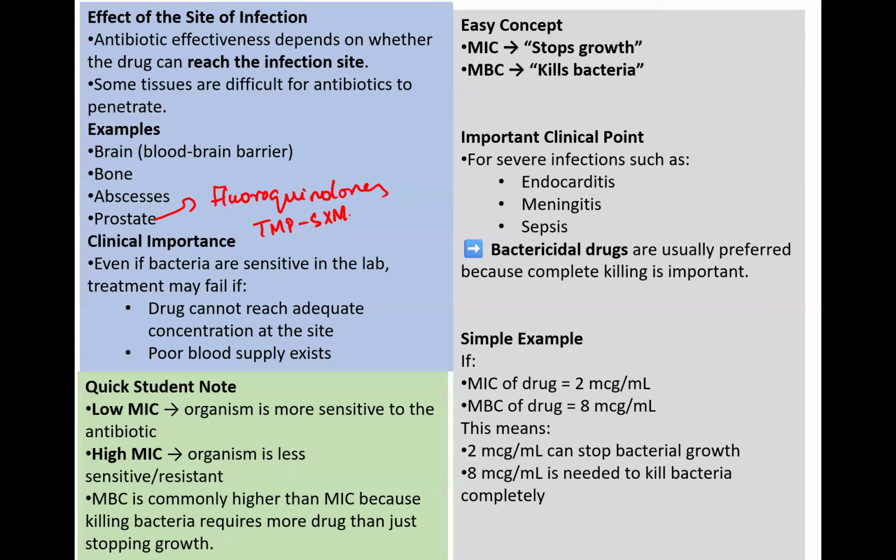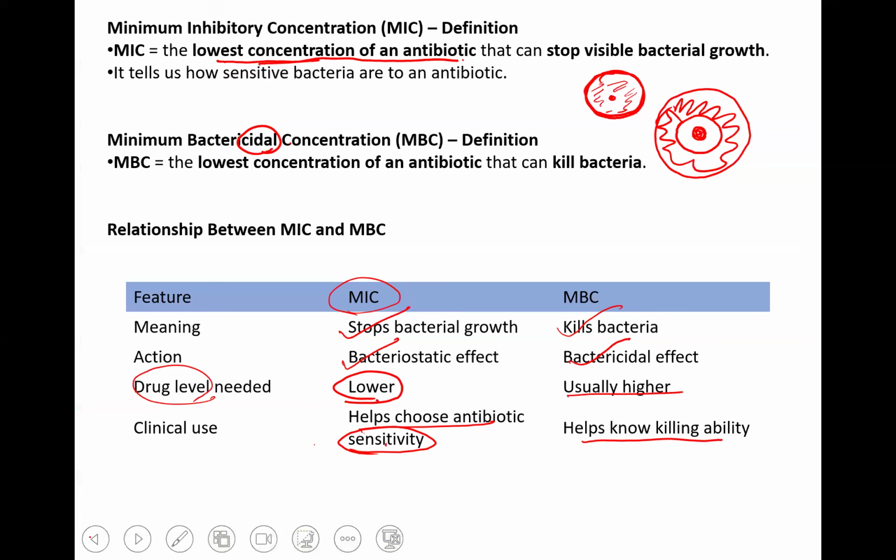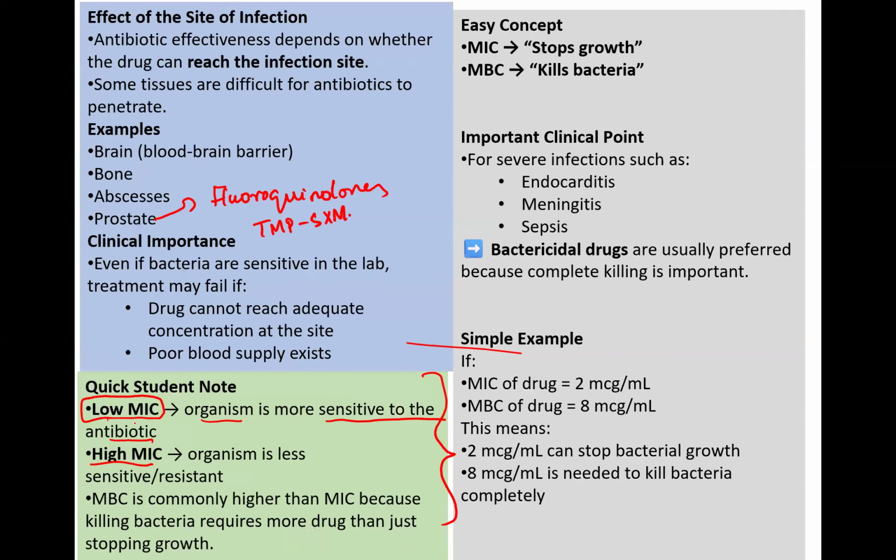Next, a low minimum inhibitory concentration means the organism is more sensitive to the antibiotic, whereas high MIC, this is something which you have to understand from this definition. You might be thinking, why should I study this? This is the point where you have to study it. Low MIC means the organism is more sensitive to the antibiotic. High MIC means we need a high concentration and the organism is less sensitive or it may be resistant. MBC is commonly higher than MIC because killing the bacteria always requires more drug than just stopping the growth.